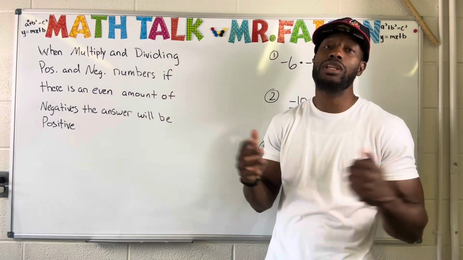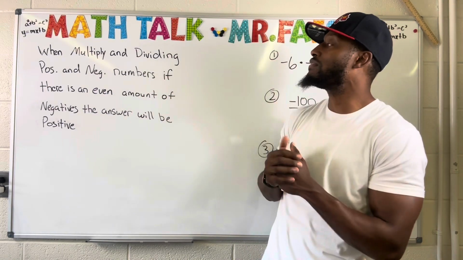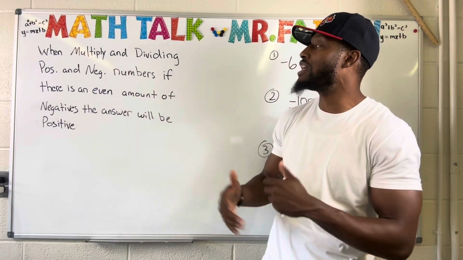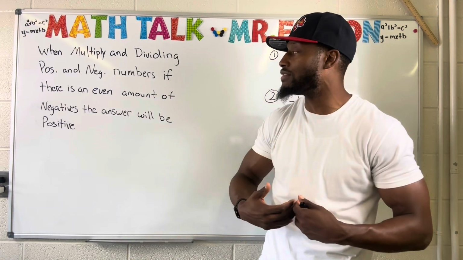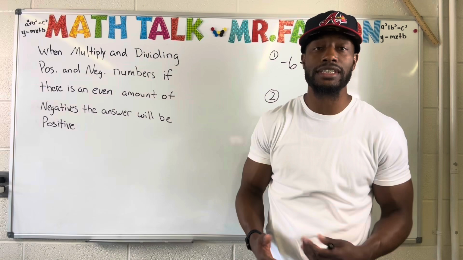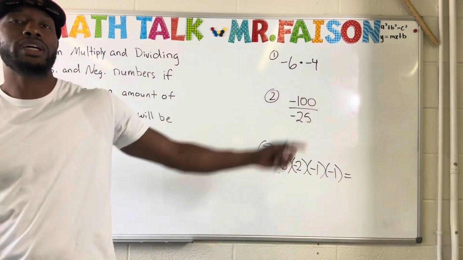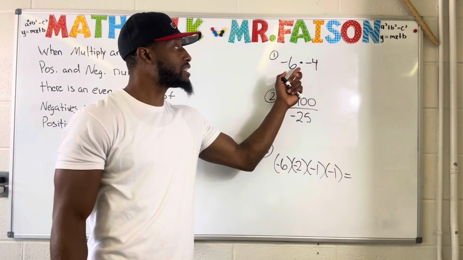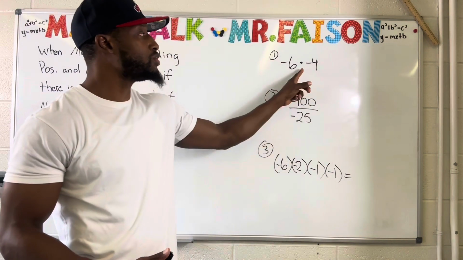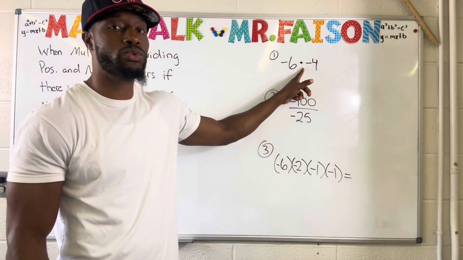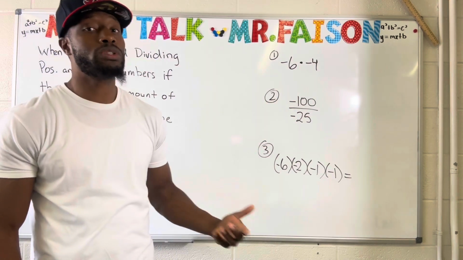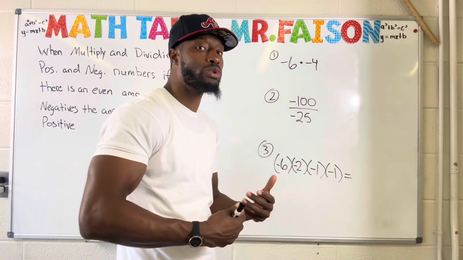So now, what we're looking at is, when multiplying and dividing positive and negative numbers, if there is an even amount of negatives, the answer will be positive. What does that look like? Let's check out the examples. We look at example number 1, negative 6 times negative 4. You see this little dot in the middle, that's not a decimal. That dot represents multiplication. That's just another symbol for multiplying.